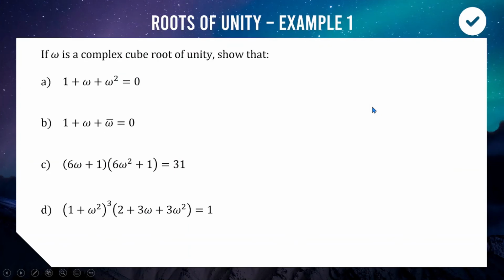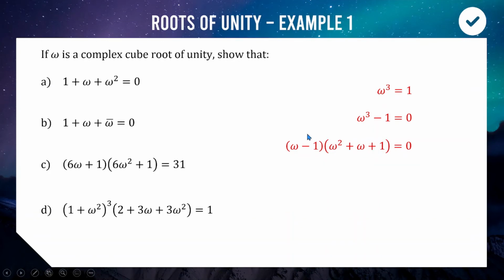Okay, let's dive into an example. We have omega is a complex cube root of unity. First part, show that 1 plus omega plus omega squared is equal to 0. Okay, to work with this one, first of all, if omega is a complex cube root of unity, it means that omega cubed is equal to 1. That's the definition of a root of unity. Now, if we pull that 1 across to the left-hand side, we have omega cubed minus 1 equals 0. Using that technique I just showed you, we can now factorize this as omega minus 1, and then omega squared plus omega plus 1, equal to 0.